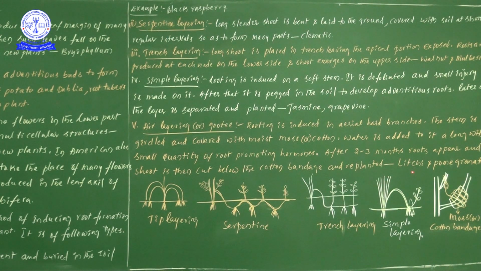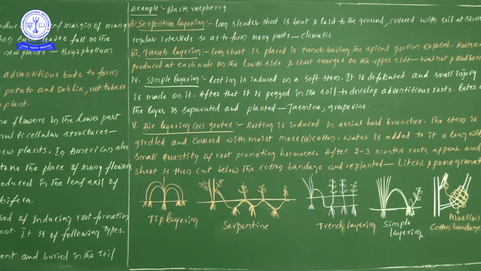The best examples are lychee and pomegranate. Pomegranate and lychee. In lychee and pomegranate, this kind of air layering or gutty method we can follow. Here is the moss or the cotton bandage, and from here the orange coil-like thing, and again from one pot we are supplying water. So these are all rough diagrams of the different types of layering.